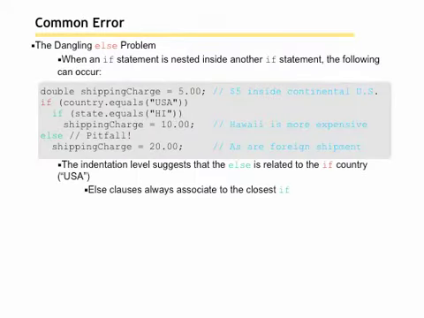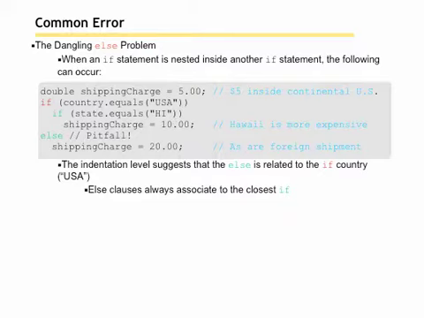A common error is to have a dangling else. Take a look at this code. double shippingCharge = 5.00. If country.equals("USA"), if state.equals("HI"), then our shipping charge is $10. Else, our shipping charge is $20. Well, wait a second. That else should go with the country equals USA because it's a foreign shipping charge.